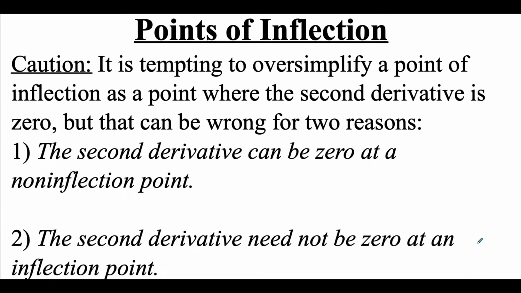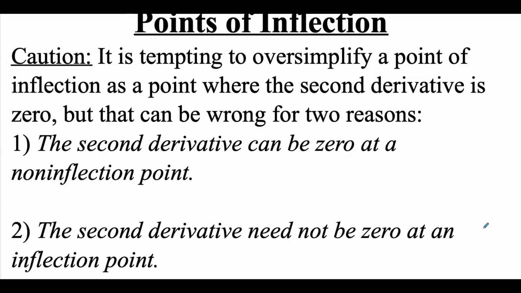And then the other thing is that the second derivative doesn't actually have to be 0 at an inflection point. The concavity of a graph could also change at a vertical tangent line, so the first derivative and the second derivative wouldn't exist there, but there still could be a point of inflection.